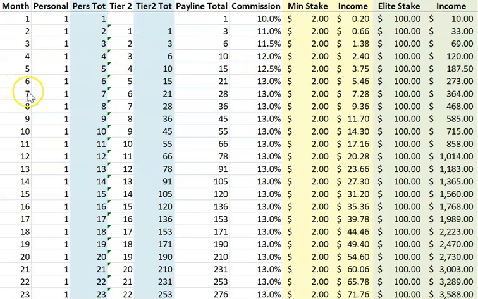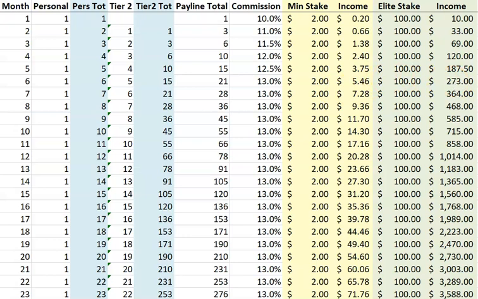Month 6, you've now introduced 6 people. Your tier 2 has grown to 15, total of 21. You're now on the maximum commission of 13%. You're earning $5.46 a month if they're all at the minimum level, and you're earning $273 a month if they're at the maximum level.